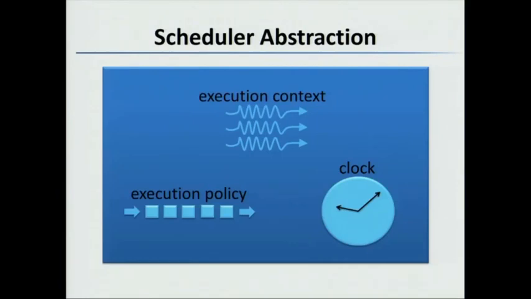A scheduler really is just a box that has 3 components to it. First, the ability to do work. That's the execution context. There's an execution policy about in which order you do work. And the last thing is it's a clock. And that's kind of the least obvious of the 3. So a clock actually is important because if you ask to do work at a particular time, it matters what the scheduler's notion of time is.